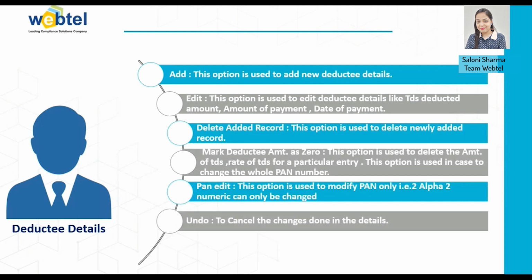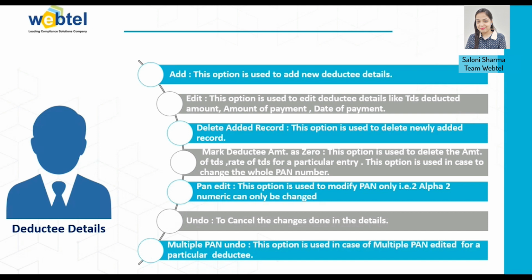Then comes the undo, to cancel all the changes which are done in the deductee details. And a multiple PAN undo option is also available over here to cancel all the changes which have been done in the multiple PAN entries. Now let's look at the process one by one.